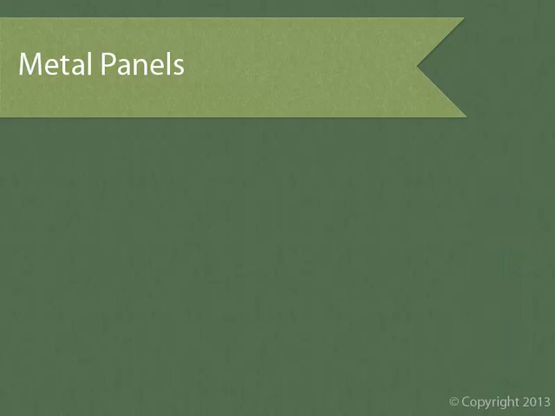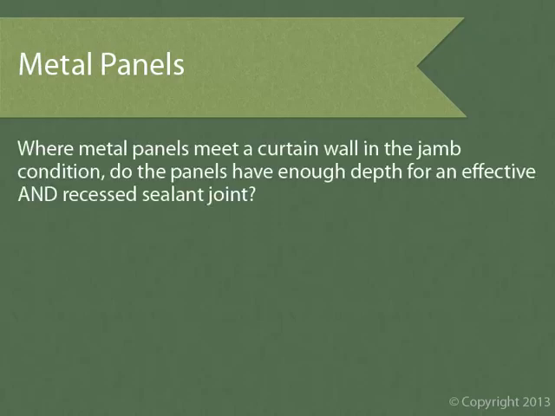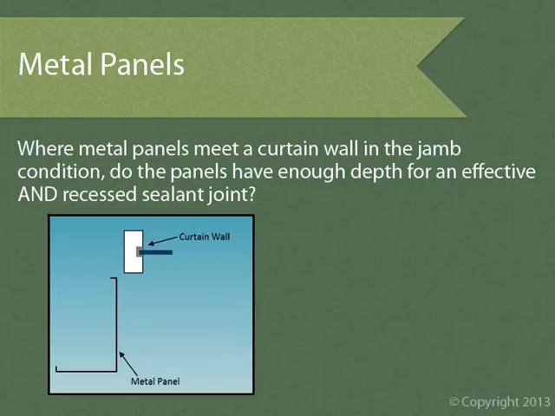Let's move to another metal panel example. We must verify that where metal panels meet a curtain wall in the jamb condition, that the panels have sufficient depth for an effective and recessed sealant joint. In this block diagram, we see a metal panel meeting a curtain wall mullion in the jamb condition.